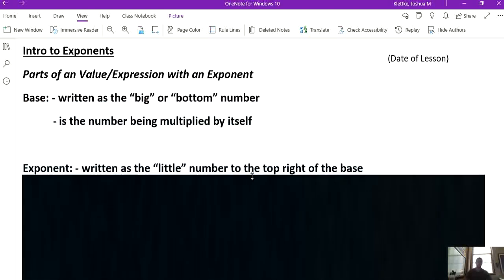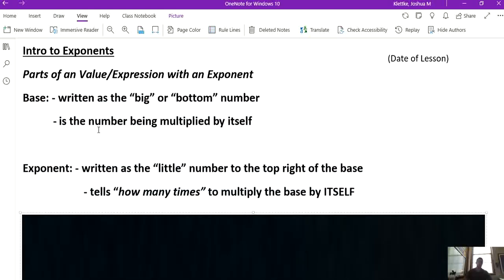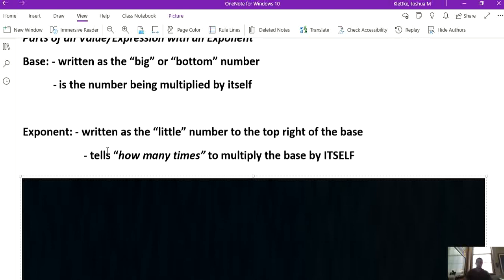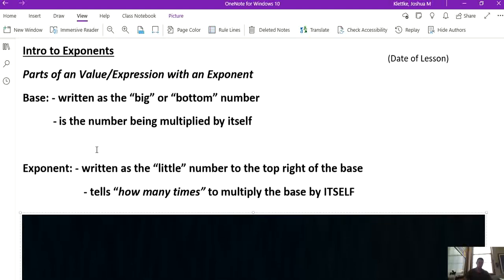The first two words we need to know are base, which is written as the big or the bottom number. And we have to remember the base is the number that's being multiplied by itself. Exponent is written as the little number to the top right of the base.